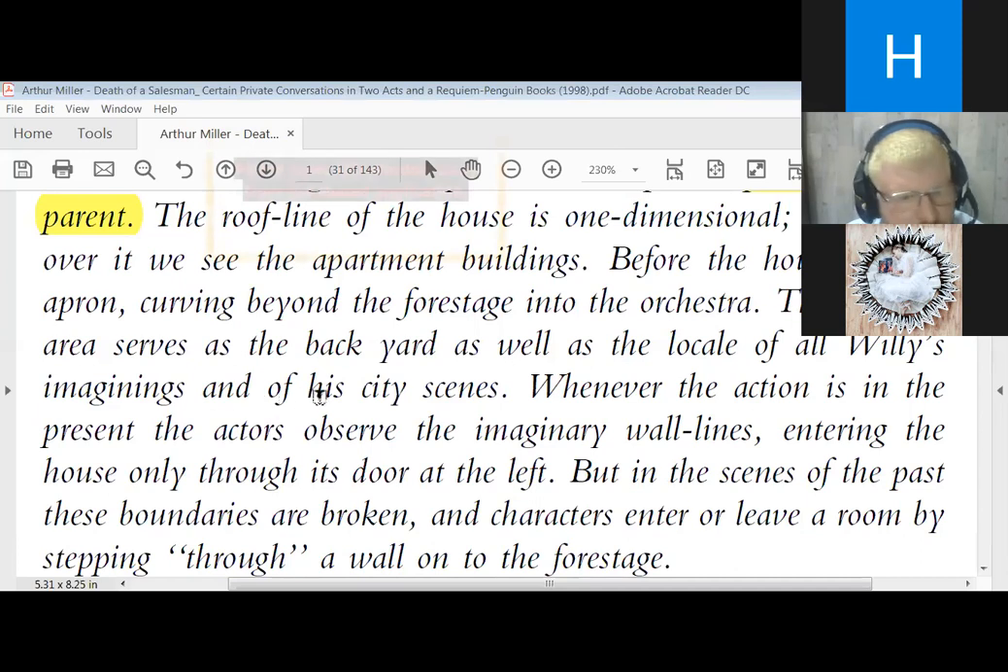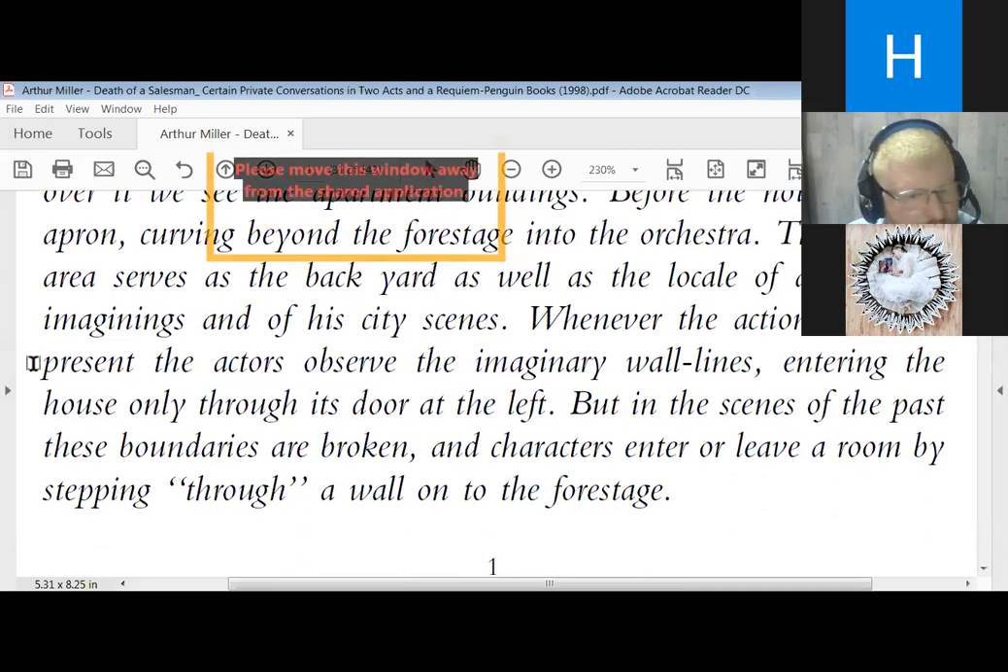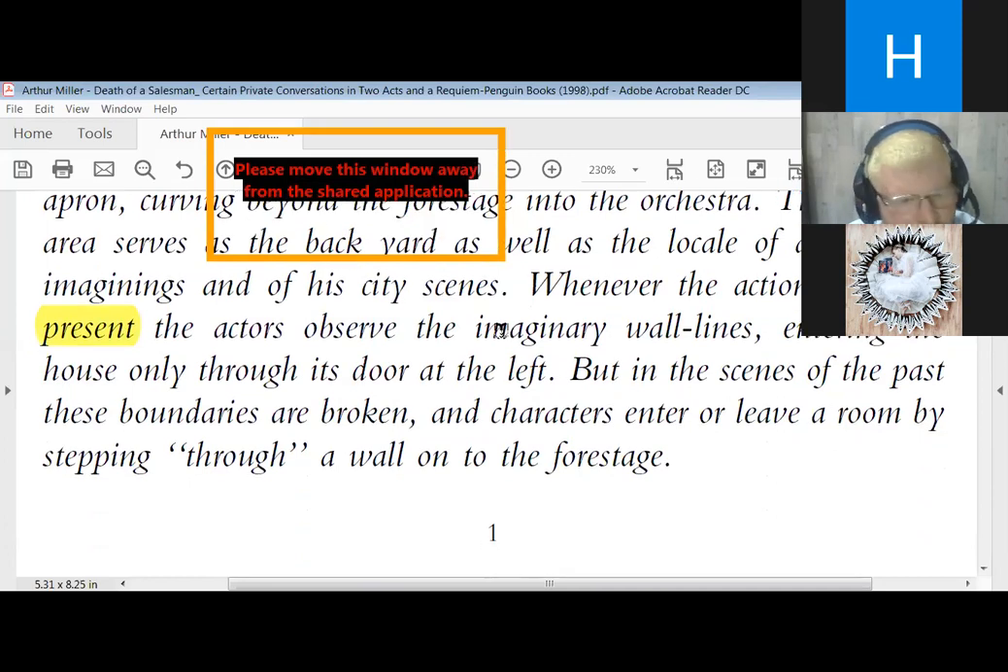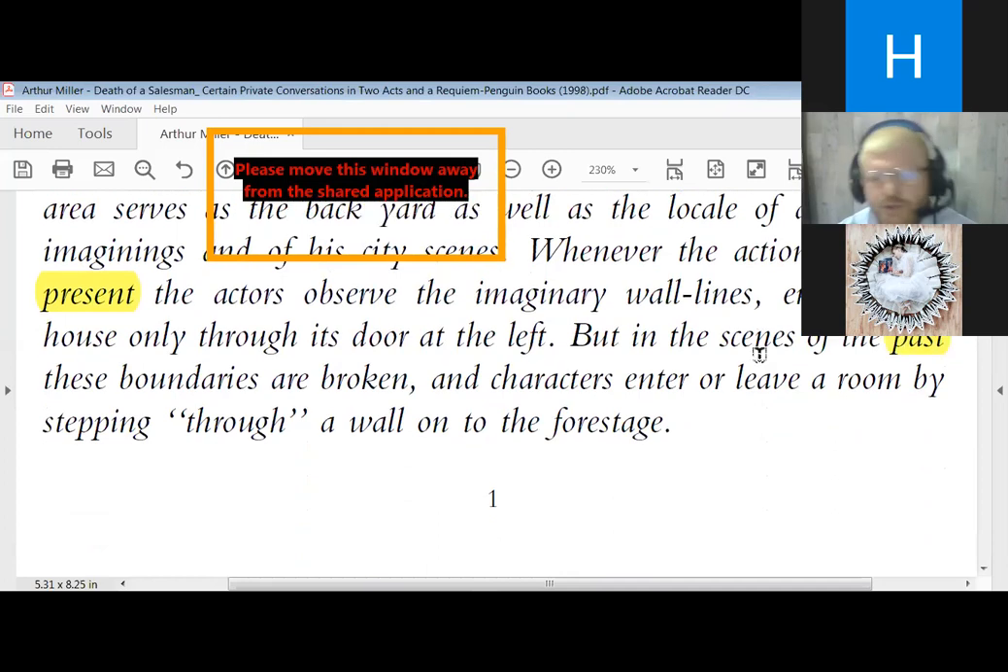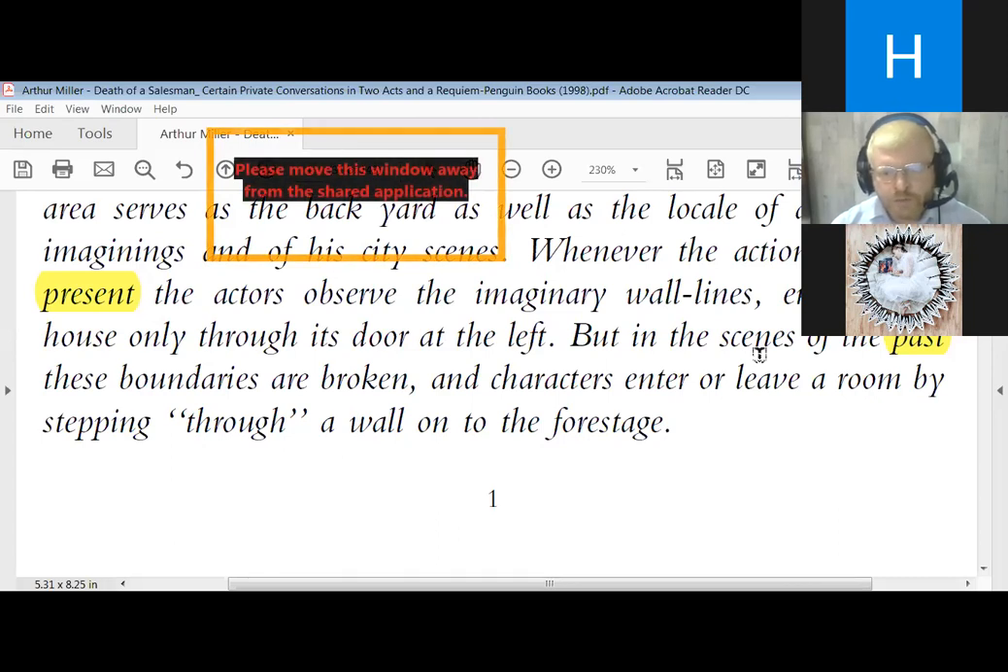Whenever the action is in the present, actors observe the imaginary wall lines, entering the house only through its door on the left. But in the scenes of the past, these boundaries are broken. So this tells us that there are two kinds of scenes, as we said before. Mainly the play is taking place in the present, but most of the action is taking place in the past, in the imagination of Willy Loman. We said that the play is based on flashbacks. So in order for the audience to know whether the action in front of them is taking place in the present or in the past, it depends on the walls.